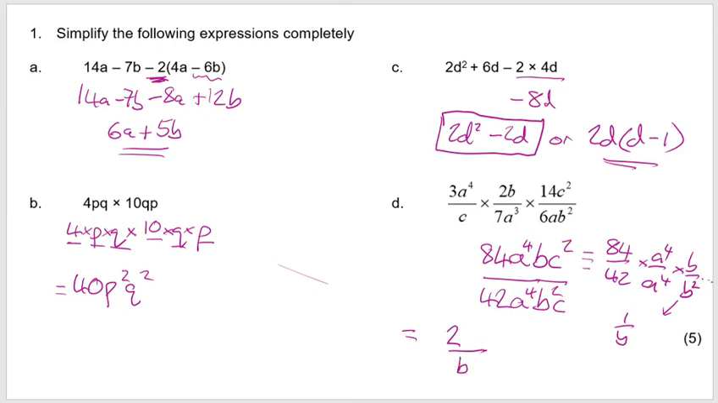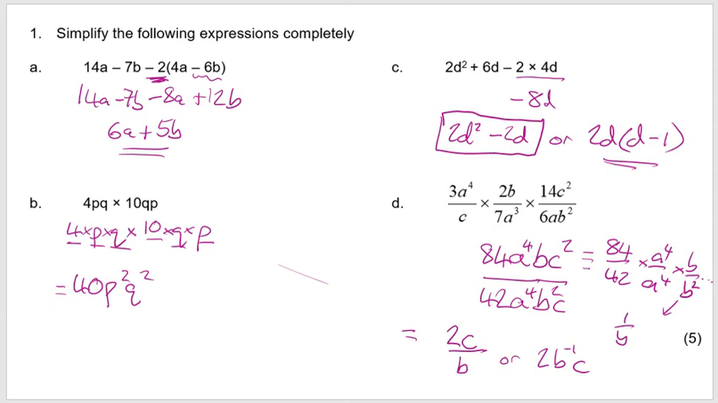So I'm going to have a b within the denominator. And then we have a c squared over c. A c squared divided by c is just c. So I'm going to leave it as a c within the numerator. So final answer 2c over b. Alternatively, we could write that as 2b to the negative 1 c.